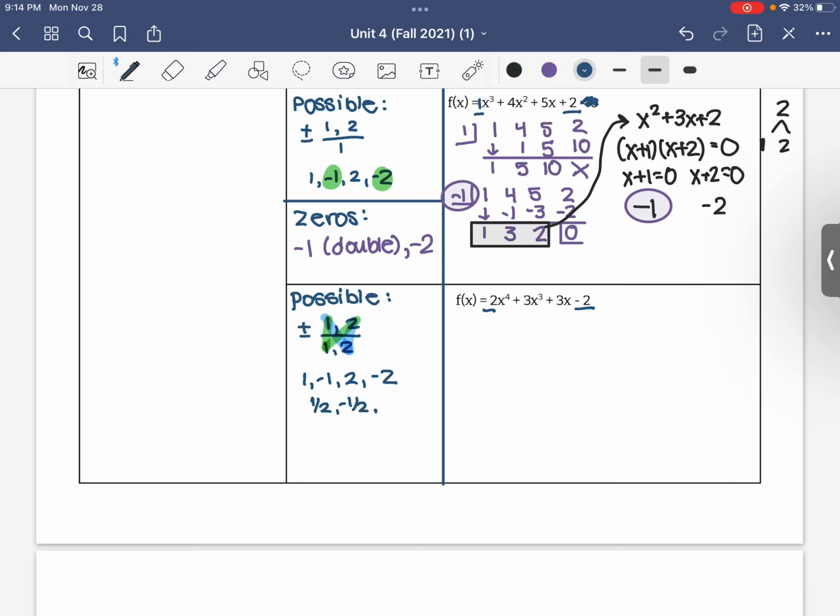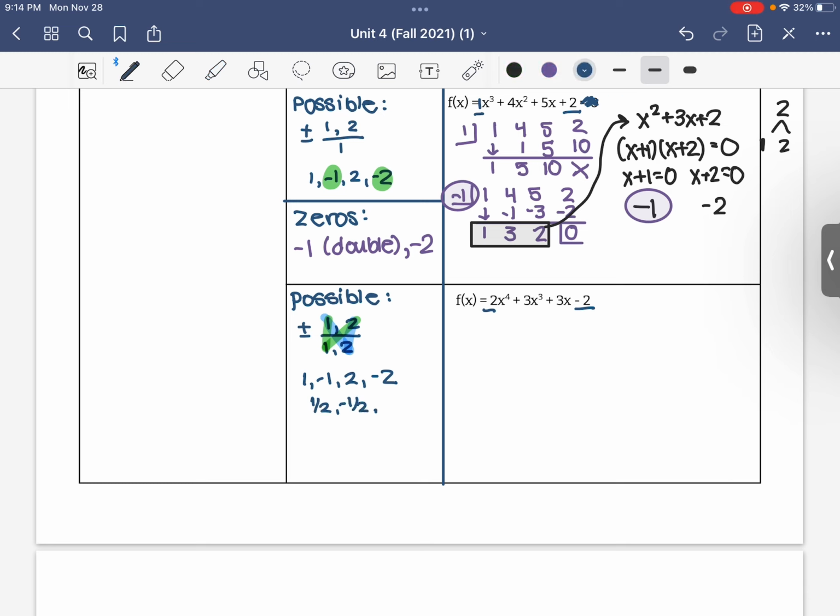So it's missing x squared in the middle, which means I need a 0 placeholder right here. So my coefficients and constants are actually going to be 2, 3, 0, 3, negative 2. If you don't have that 0 placeholder in there, none of these will work because they won't be the right numbers.